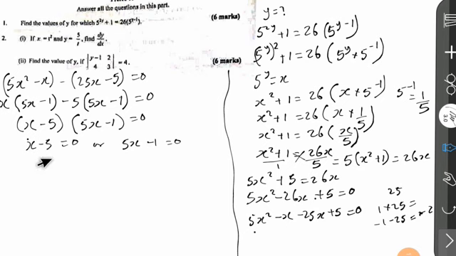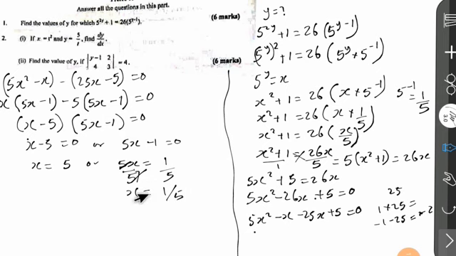So we want to find the value of s. To get the value of s in this place, you take the minus 5 to the other side, so s is equal to 5. Or we have 5s equal to 1 here, so you need to divide both sides by 5. The 5 cancels 5 here, so s is equal to 1 over 5. The first s is equal to 5 and the second s is equal to 1 over 5.